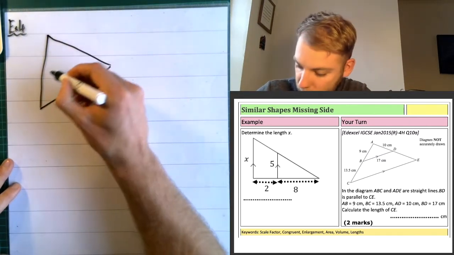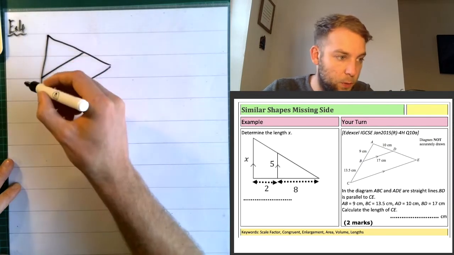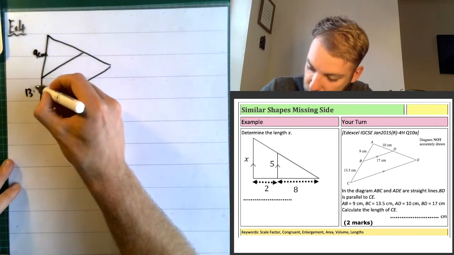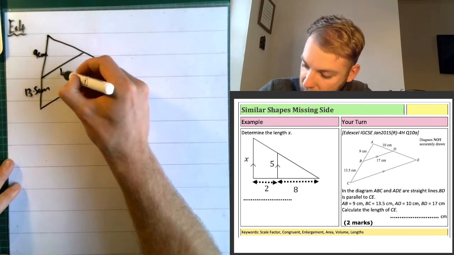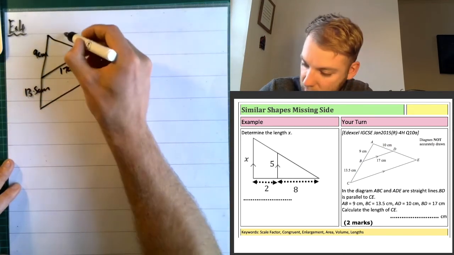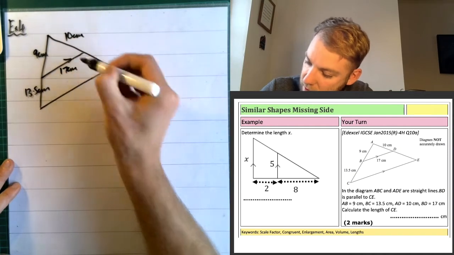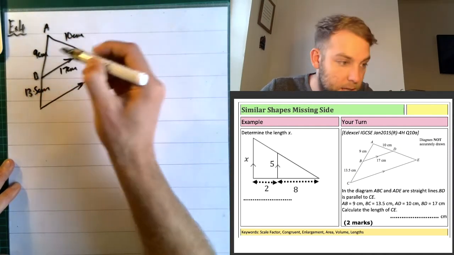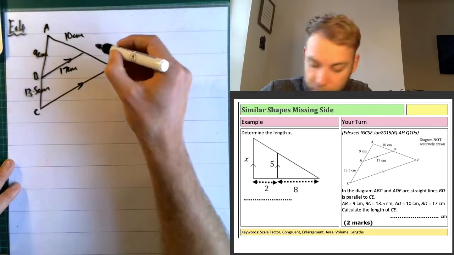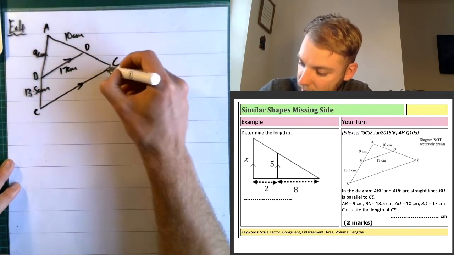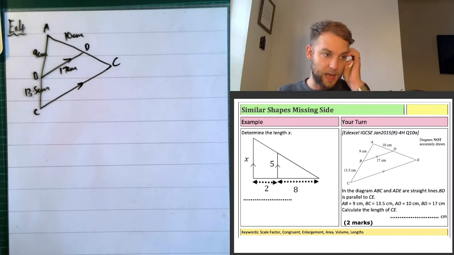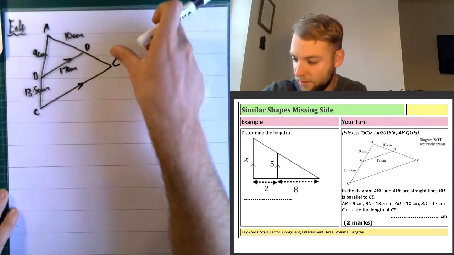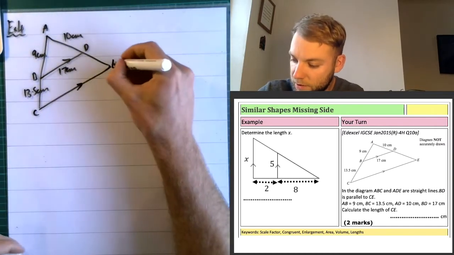So what have we got? We've got a line across there. We know that this one here is 9 centimetres. This one here is 13.5. This one here is 17 centimetres. And this one here is 10 centimetres. These two are parallel. I've got A, B, C, D, and E. Brilliant. Okay. Now, I'm trying to find out the bottom length. So this C to E, which is there.